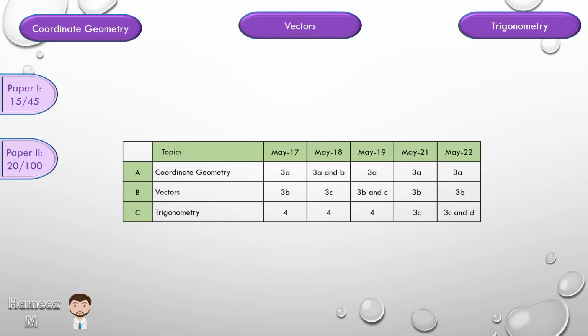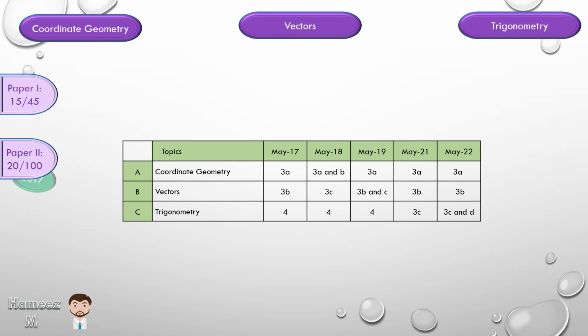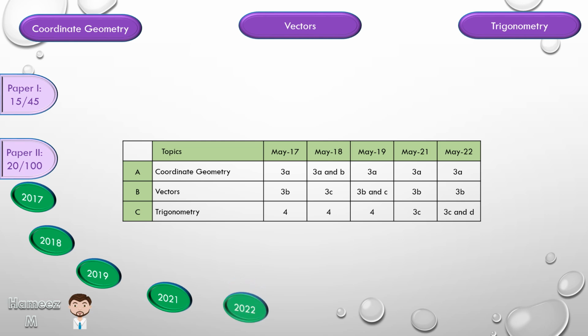As we look at the past paper questions, we can see that coordinate geometry was tested in the first part of number 3, vectors in the second part, and trigonometry in number 4 for the years May 2017, 18, and 19. As there was a change in the format from May 2021 onwards, this section came as one question. So coordinate geometry in 2021 and 2022 was tested as 3A, vectors as 3B, and trigonometry as the last part of number 3.